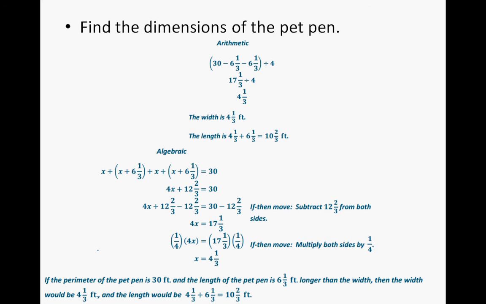So if the perimeter of the pet pen is 30 feet and the length of the pen is 6 1/3 feet longer than the width, then the width again would be 4 1/3 feet, and the length would be 4 1/3 plus 6 1/3, which is 10 2/3 feet.